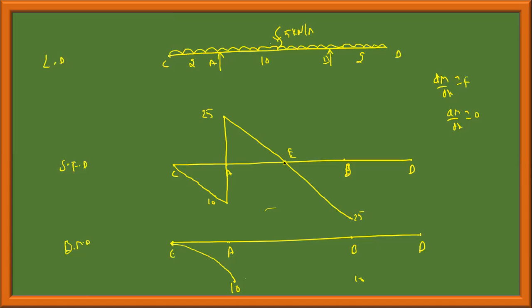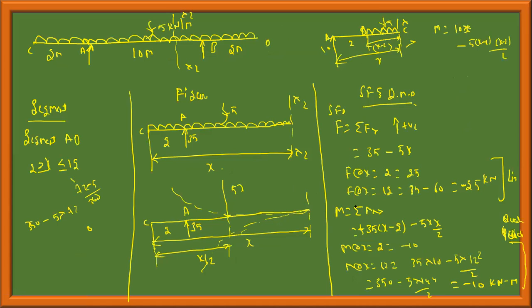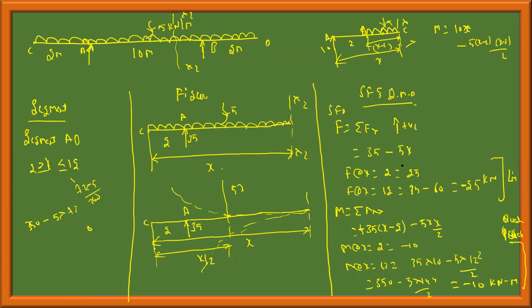So what I will do, I'll locate this point and find the maximum bending moment. How will I locate this point? The shear force is zero at this point. The equation is F equal to 35 minus 5x. If shear force is 0, bending moment is maximum. 35 minus 5x is equal to 0, or 35 is equal to 5x, or x is equal to 7 meters. From 7 meters from the left hand support, bending moment is maximum.